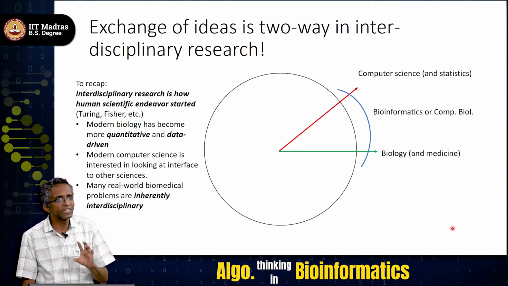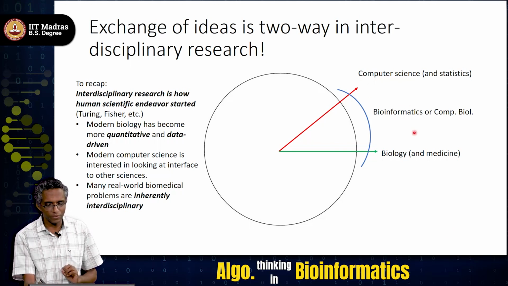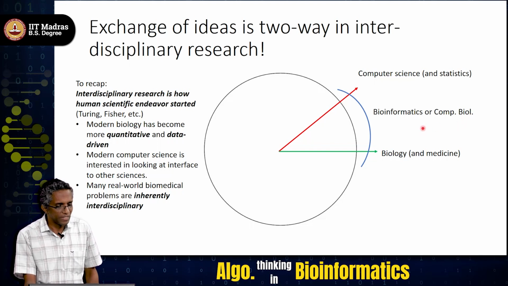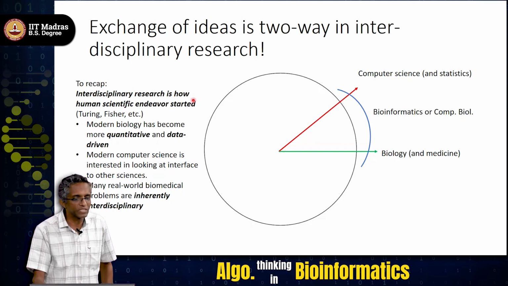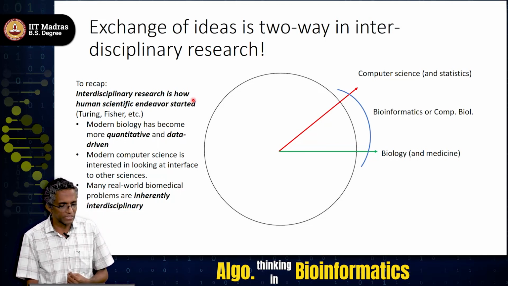Okay. So, to summarize this part on the scientific or research aspects of why you may be interested in bioinformatics or computational biology: this interdisciplinary area sits right in between computer science and biology, in the spectrum between computer science and statistics and biology and medicine. You have bioinformatics or computational biology, and interdisciplinary research is really how human scientific endeavor started, along the lines of Turing and Fisher and others.